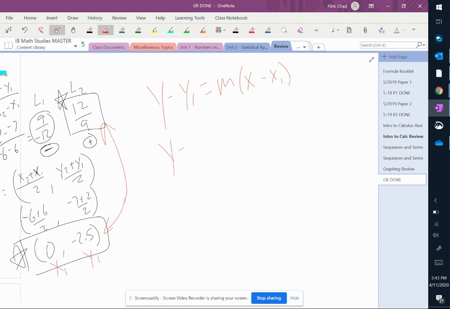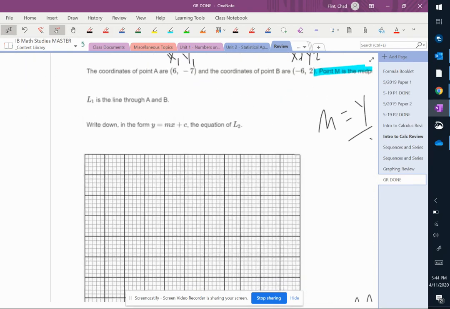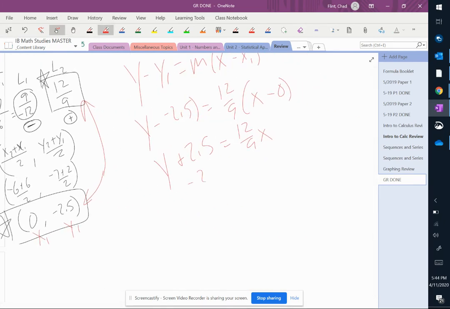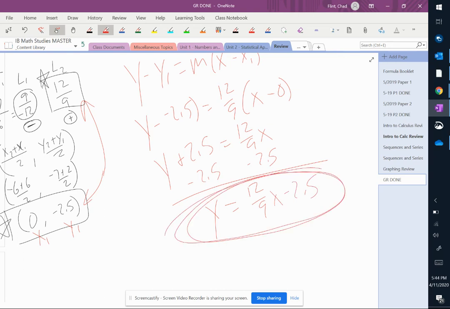So y minus -2.5 equals 12 over 9 times x minus 0, which is y plus 2.5 equals 12 over 9 x, because x minus 0 is just x. It wants it in the y equals form, so I've got to move the 2.5 around. Minus 2.5, minus 2.5, y equals 12 over 9 x minus 2.5. So that's going to be the equation of my line. There are other ways that you could have done that. That's the way that I normally do it.